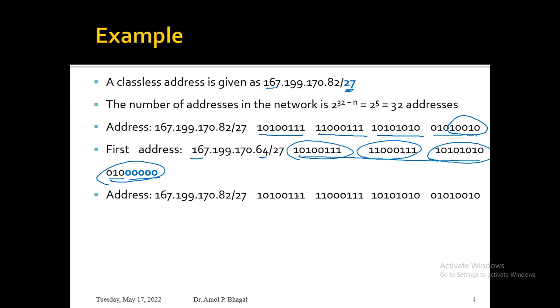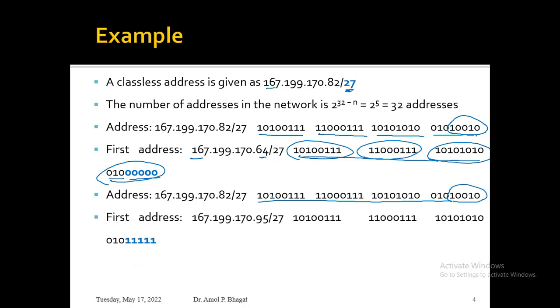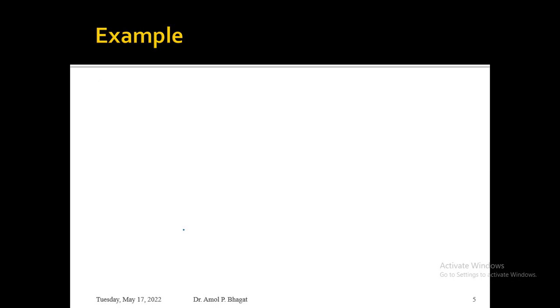To get the last address, again we keep the first 27 bits as it is, and we make the last 5 bits 1. This has been indicated here to get the last address. So here it should be last address, not the first address. Okay, fine.